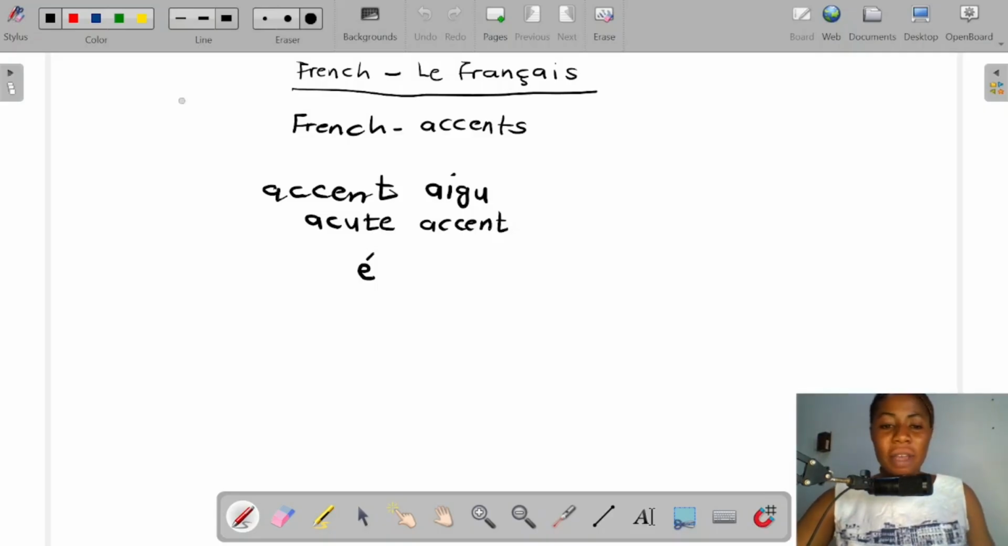All right, so now we have accent aigu. That's the acute accent, which has a dash that goes from the left to the right, as you can see on the board. With this accent, the sound of a word changes. It makes the E high. This is how it is pronounced in French when you see it attached to a word: é.